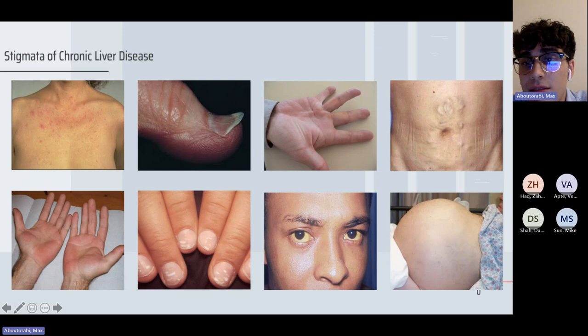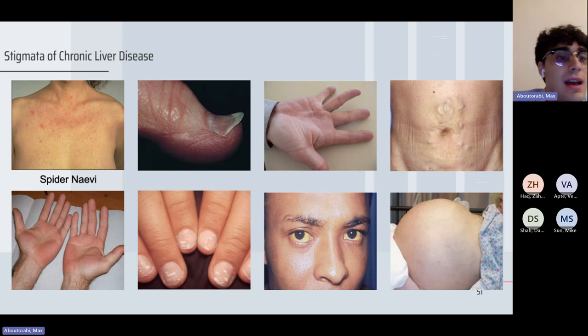So does anyone have any ideas of what the first one, the top left one, could be? It's quite a tough picture to see what they look like, because it's taken from quite far out. But the first one is spider naevi. These are small vessel-like structures that you'll see on the skin. The general rule is that if you see five or more, then that's a positive finding. If you see two or three of these, then they won't be a positive finding and you can ignore them. Does anyone know what the second one is?